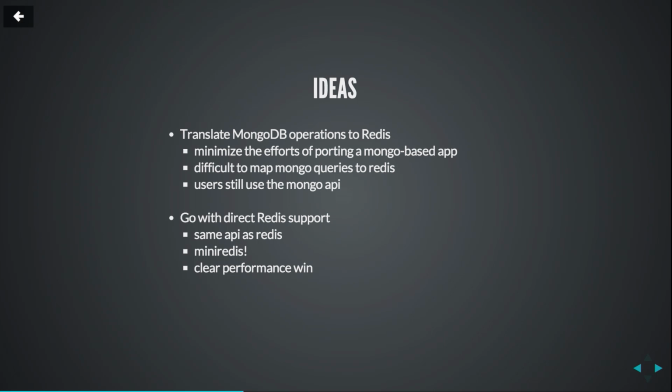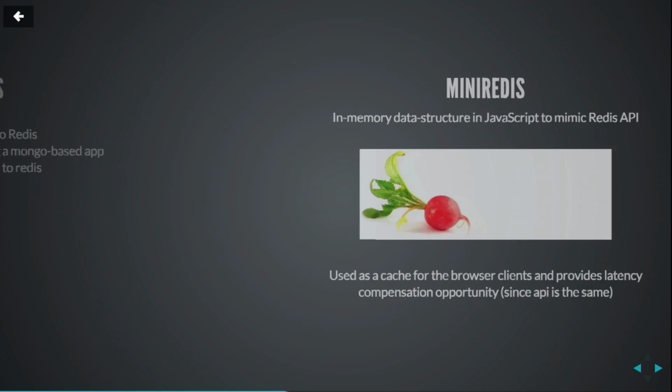Another approach we went with was just a direct Redis support, have the same API as raw Redis, and create mini Redis as a client cache. And we can see that it's a clear performance win because you don't need to keep extra cache or anything like this. You don't need to translate every query.